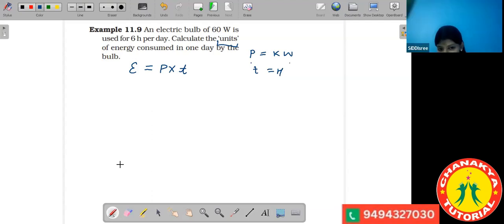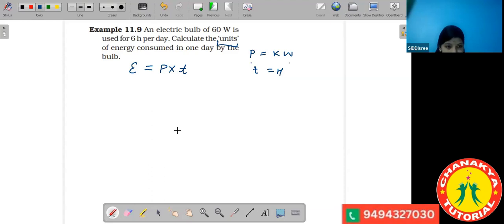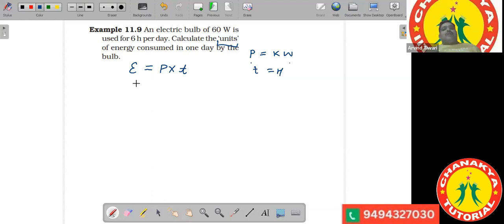Sir, is this a new lesson? No, this is from work and energy, not a new lesson. Sir, I was out of station. Okay, so at least you know the formula of energy. The formula of energy is written in front of you. The power is given here, 60 watt. Time is also given, 6 hour. Just inject the values at their place and you will get the answer.